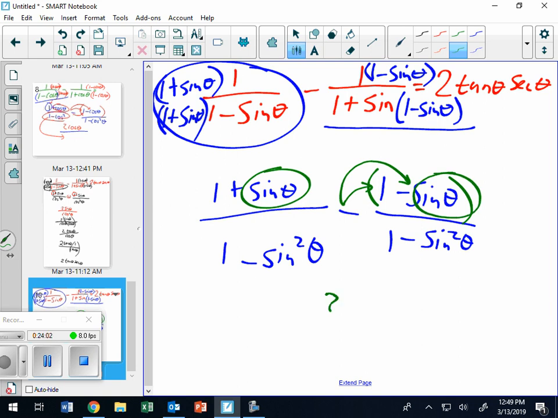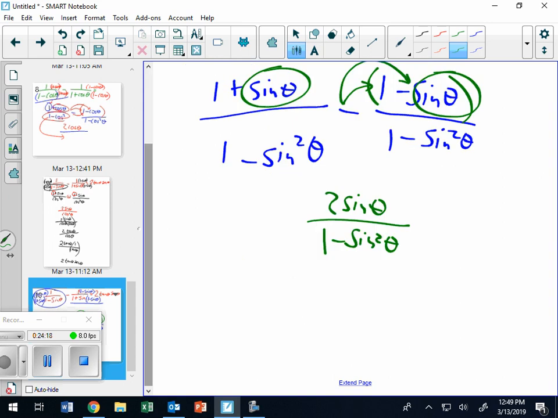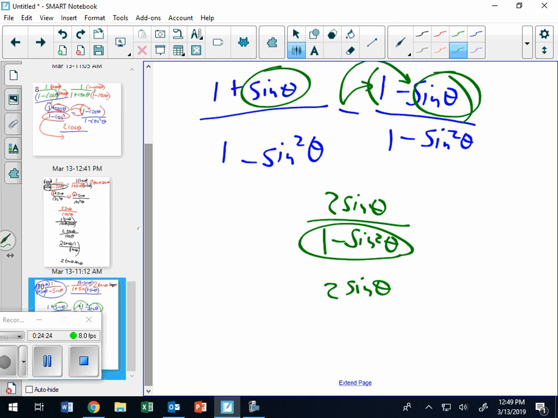makes 2 sine theta over, and this is a lot like the last one, except I was supposed to prove that it's equal to 2 tangent secant. I got to finish with 2 tangent secant. All right, so then I'm going to replace this with cosine squared. 2 sine theta. You need to be quiet back there, please. Thank you. And I'm going to put cosine squared theta.